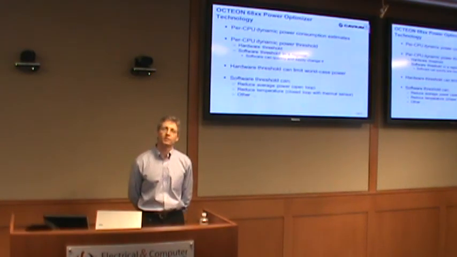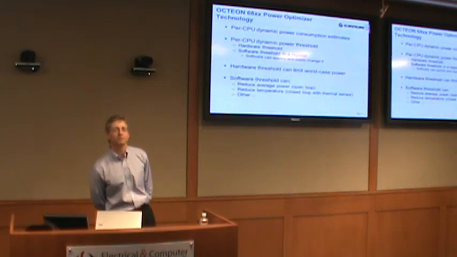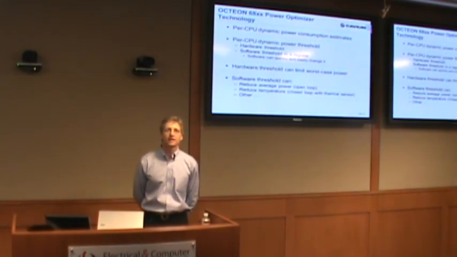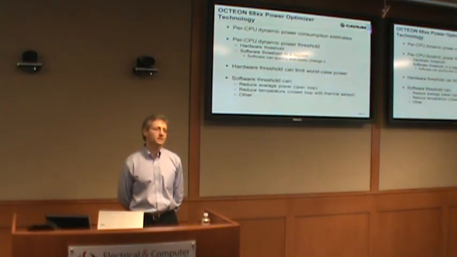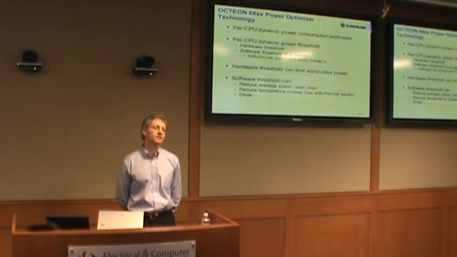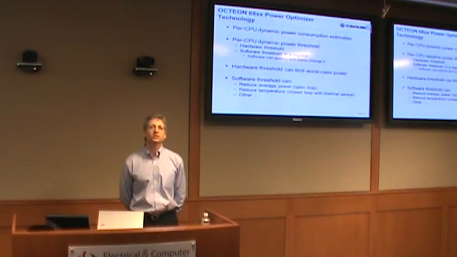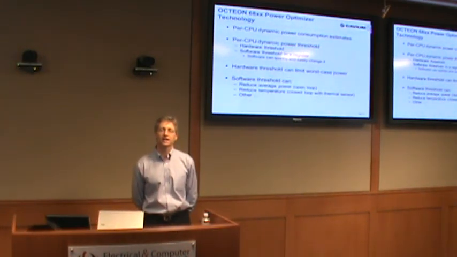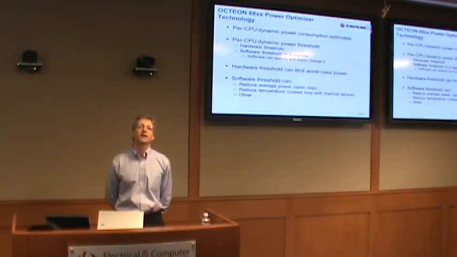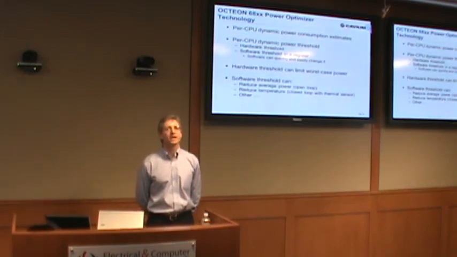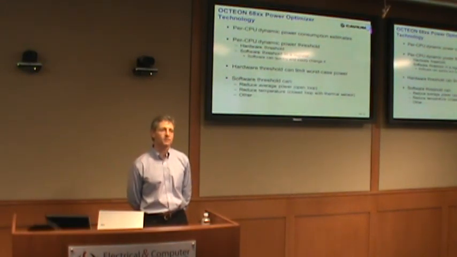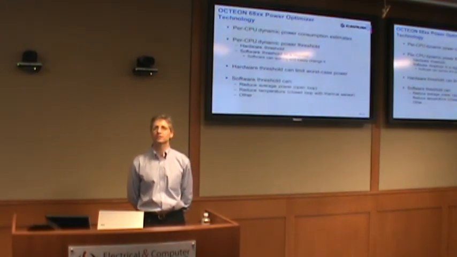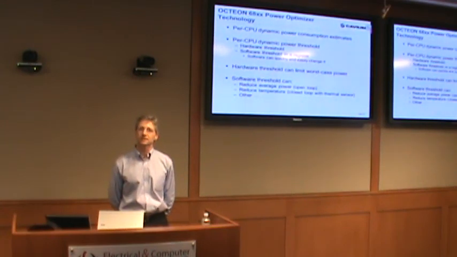The trick is what we call our power optimizing technology. Per CPU, we estimate the dynamic power, and I'll show you how we do that on the next slide. We compare that dynamic power estimate to a threshold. We have both a hardware threshold and a software threshold. The software threshold is just in a register, so software can quickly and easily change it if they desire.